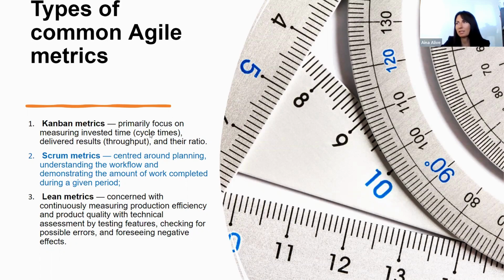Kanban metrics are metrics which are primarily focused on measuring invested time, like cycle time, delivered results, and their ratio.